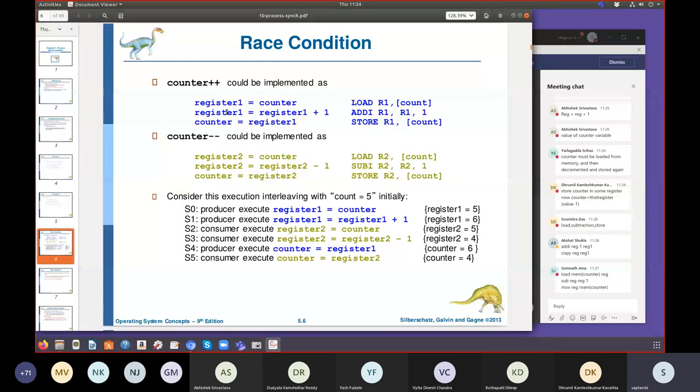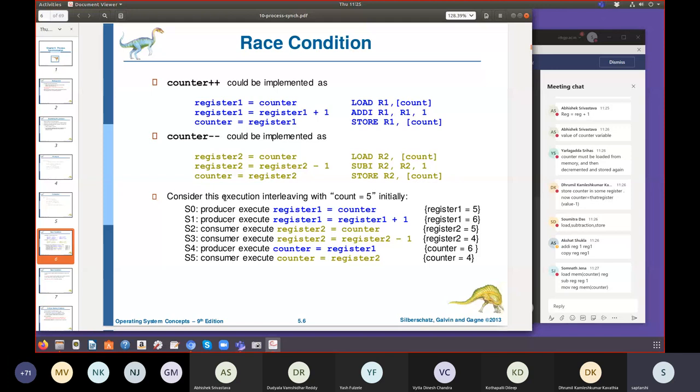What will counter minus minus do? This is the consumer. Again, this will be these three instructions. So the important point to note here is that what we write as a single statement in a high level language can actually be translated to multiple instructions in assembly language or machine language. And therein lies the problem. Think about it, what is written in the lower part of the slide.